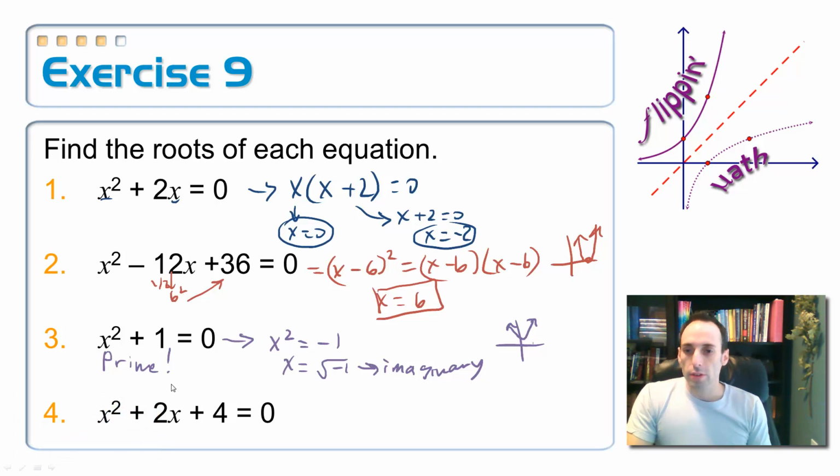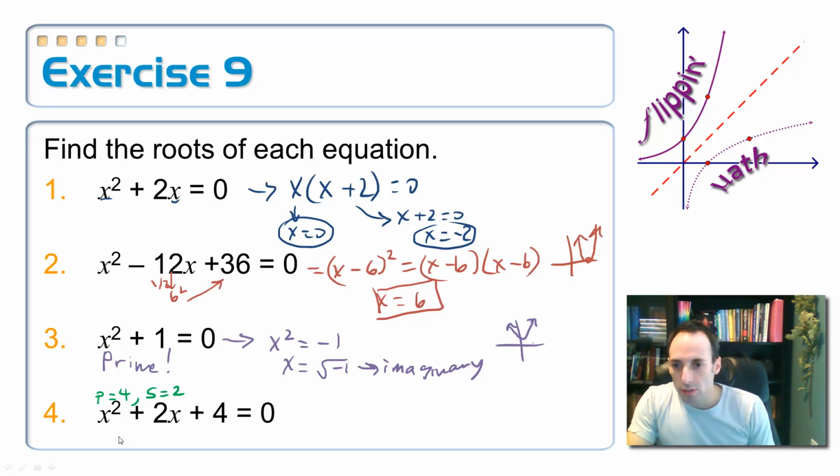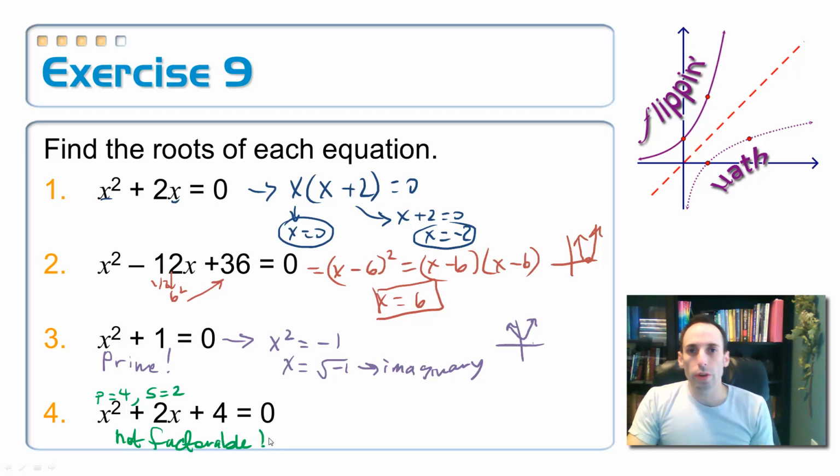So let's try to factor this one here. Product is supposed to be equal to 4, and the sum is supposed to be equal to 2. So let's see. We've got 1 and 4. That's not going to give us 2. We've got 2 and 2. That's also not going to give us 2. Well, this means that it is not factorable, and we do not have enough tools yet in order to solve it.